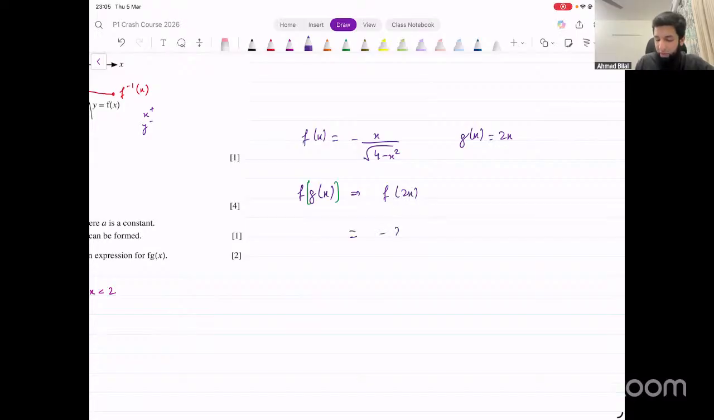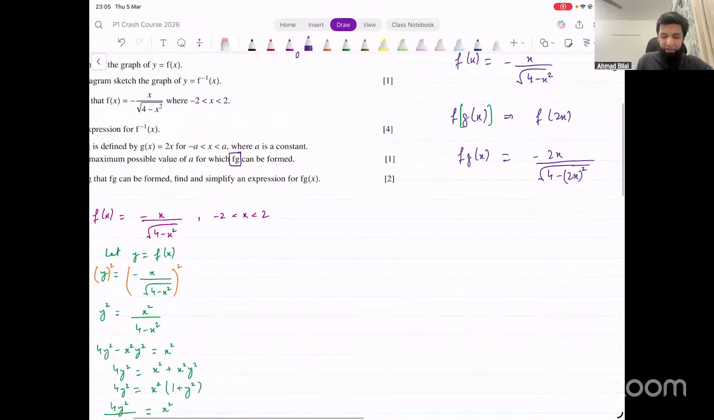So it becomes minus 2x divided by square root of 4 minus 2x whole squared. Now that's the function fg of x. Now they have specified that you need to simplify this expression as well. So you cannot leave it like this. You have to simplify this further. How do we simplify this?